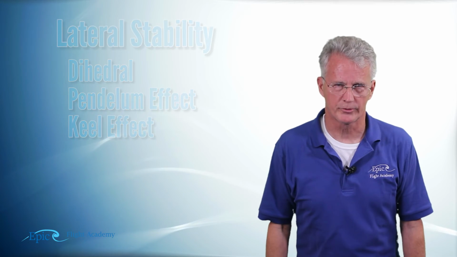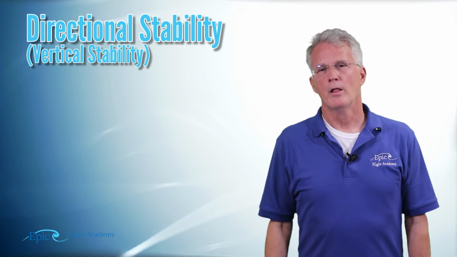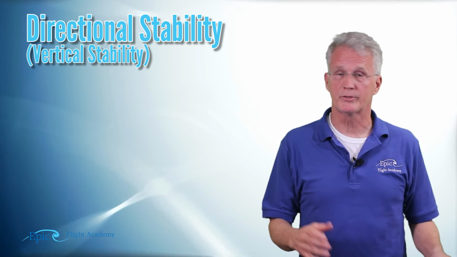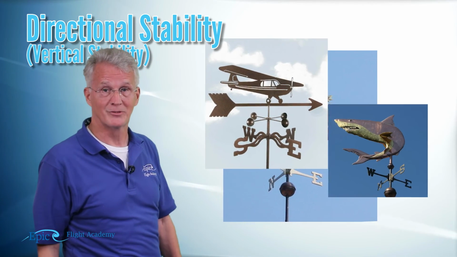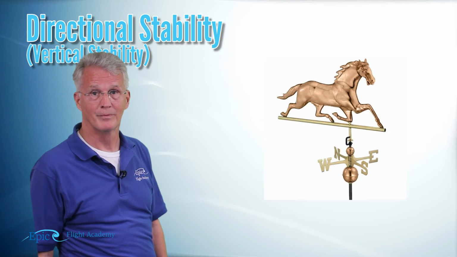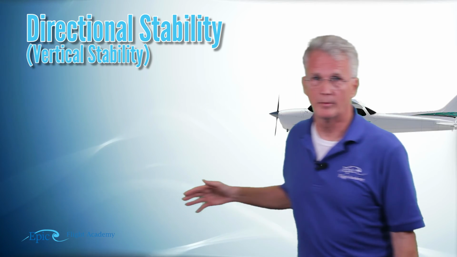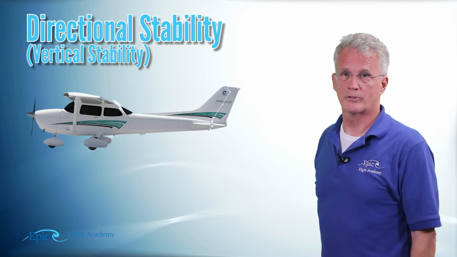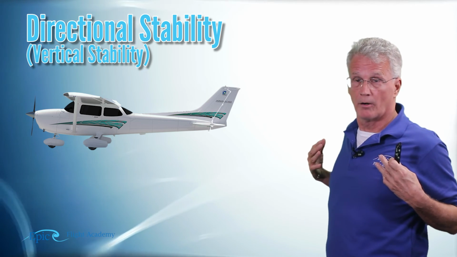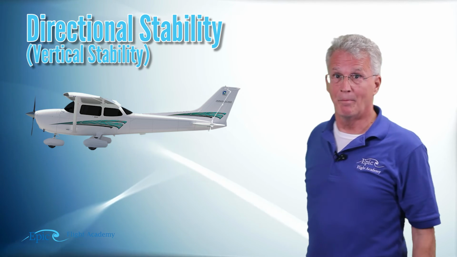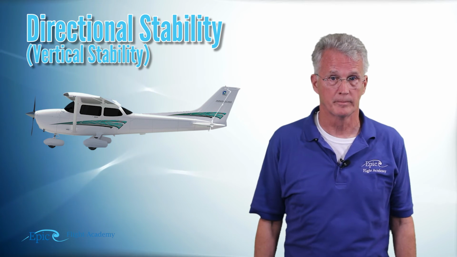How about directional stability? That's our third one, or often called vertical stability. Now, this one is probably the simplest of the three. If you've ever seen a weather vane, and here's a couple of examples of some pretty cool weather vanes. You look at your airplane, you look at the empennage, you look at the vertical stabilizer, and you might think to yourself, you know, that's not unlike a weather vane. As the relative wind moves across my airplane, the vertical stabilizer on the back works a lot like a weather vane. And in fact, that's exactly true.